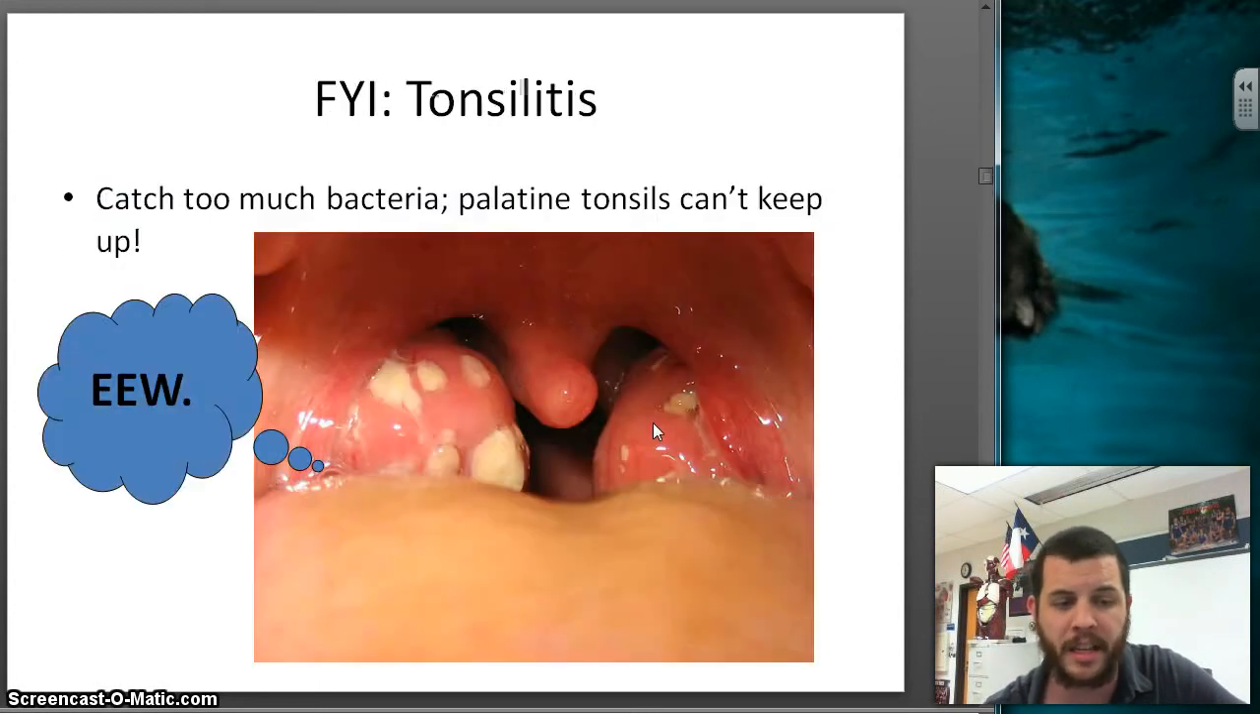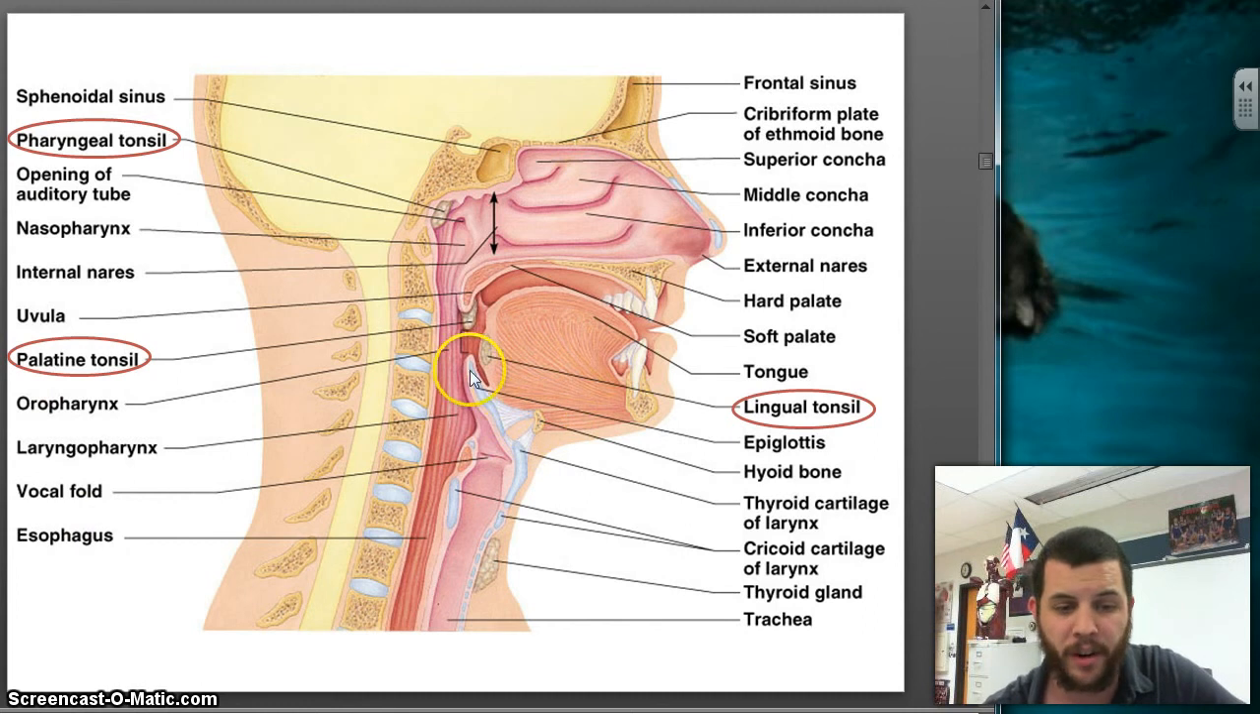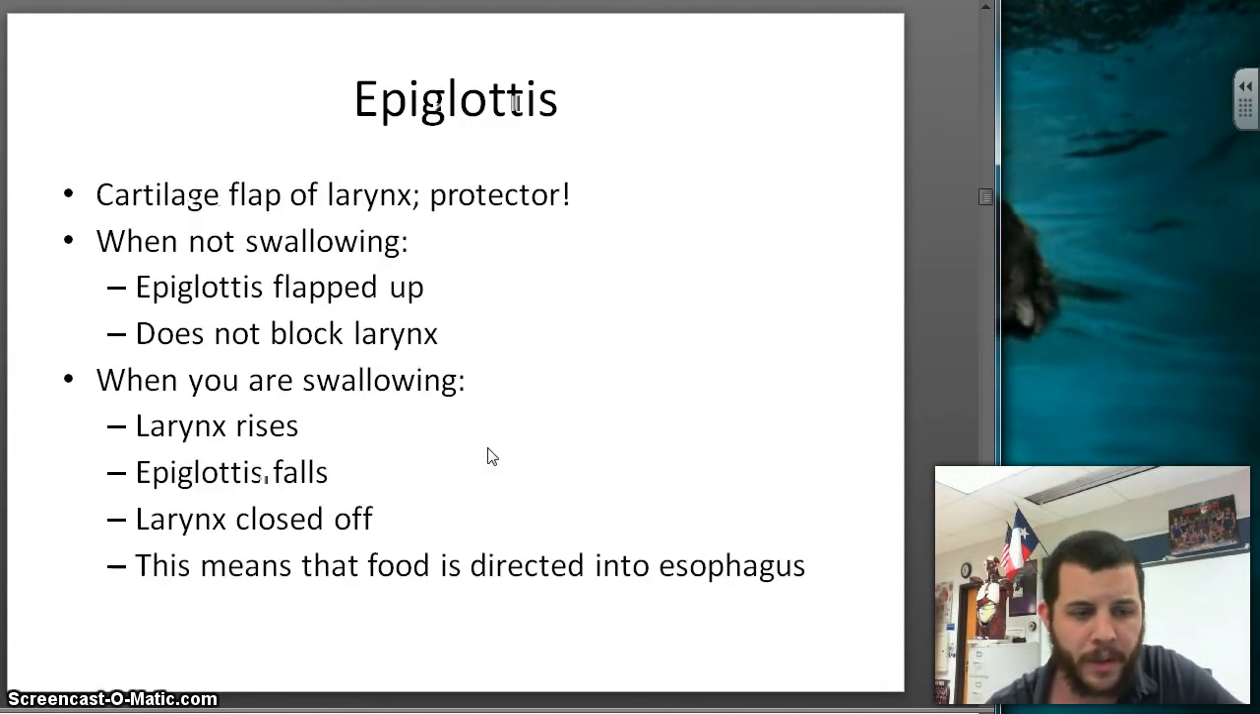Now, the epiglottis is this little fellow right here. What's going to happen is when you swallow, this epiglottis is going to be forced downward so that food then goes down into your stomach. When you're not in that swallowing motion, then it's going to allow air to go down this direction. When you're swallowing, however, this epiglottis is going to swing down and it's going to block that area. Cartilage flap, that's what I just explained right there.